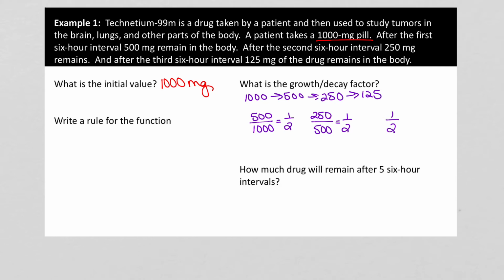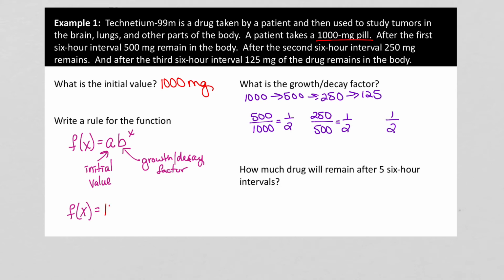Write a rule for the function. Well, our exponential functions will be in the form a times b to the x, where a is the initial value and b is the growth or decay factor. So for this one, we plug in an initial value of 1,000, and the decay factor in this case is 1/2, to the x. So that would be our rule for the function.